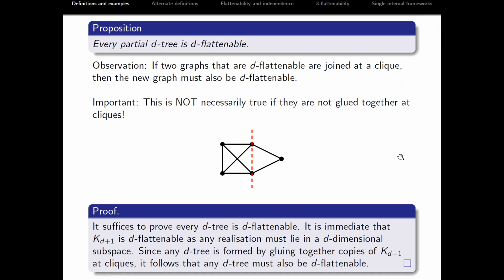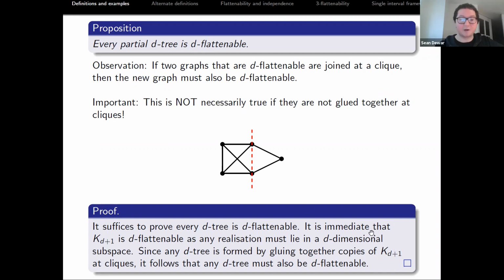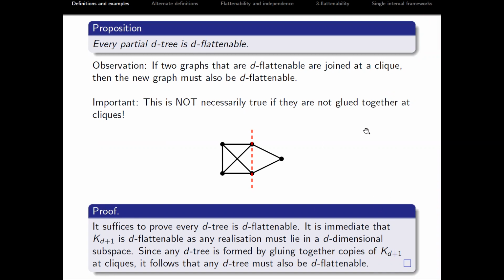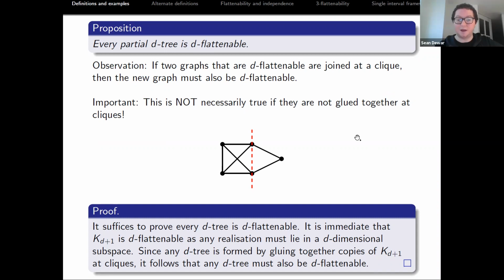Yeah. I see. Okay. So the proof is just basically, I've written it out, but all it says is that K_{D+1} is D-flattenable. And then all we're doing is gluing together, and K_{D+1} you can see is D-flattenable because it can only exist in D dimensions. So it's automatically D-flattenable. And then all we're doing is gluing together copies of K_{D+1}. And I just said that gluing along cliques is fine. So nothing's going to possibly go wrong.